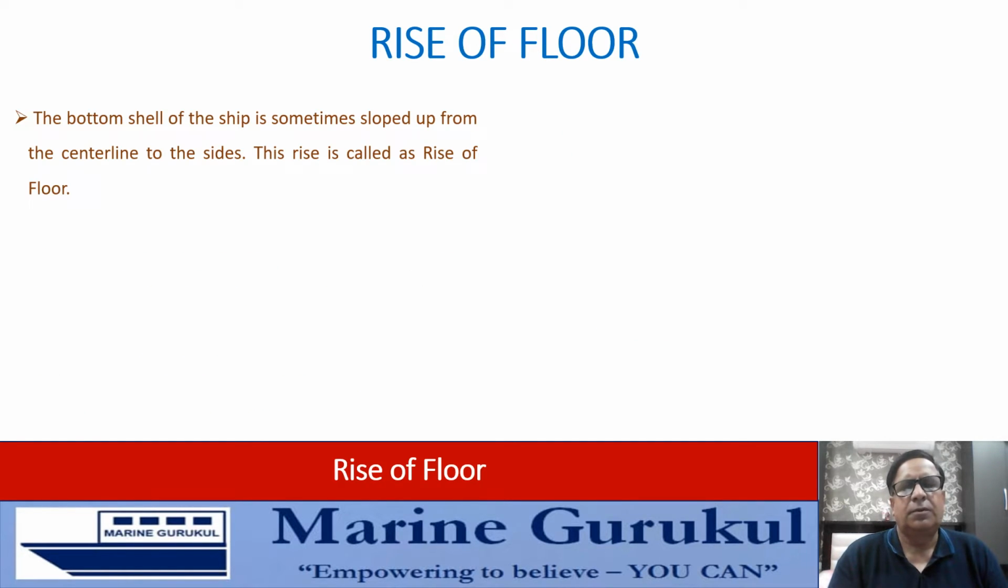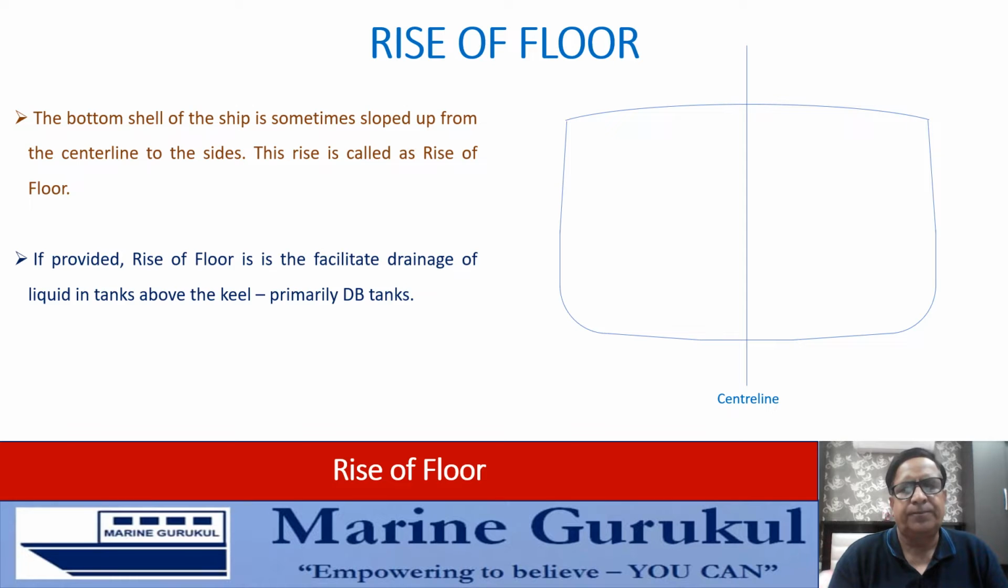Rise of floor is the upward curvature of the keel from center line to the sides. If it's provided, then that is called as rise of floor. What we see is the transverse section of the ship coming up on the screen with the ship center line marked. Now, the level of the keel at the center line is here. If there is a difference in this level with respect to the level of the keel where the turn of bilge starts, then that change in level is called as the rise of floor.